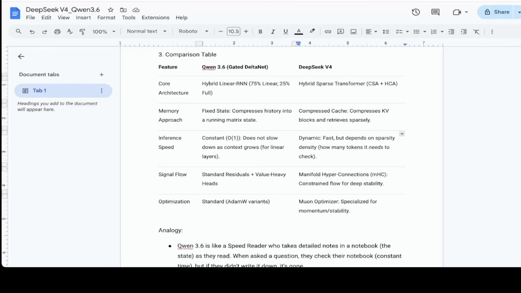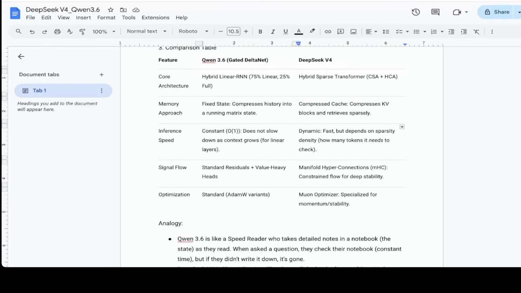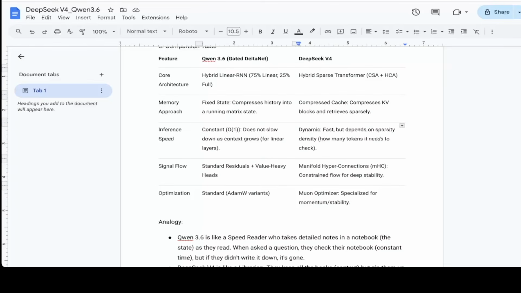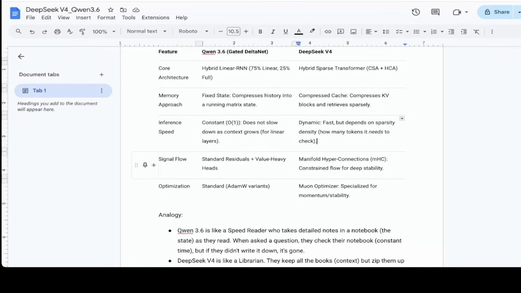So how many tokens does it need to check? Like a library, as I mentioned earlier, and how many books, how many stacks in the library. That is relative to the speed. So, signal flow: standard residuals, very heavy heads. That's for Qwen3.6, but for DeepSeek V4 it is manifold hyper connections and constraint flow for deep stability.